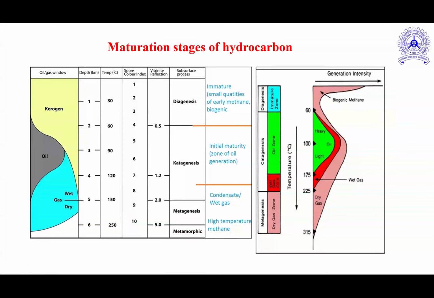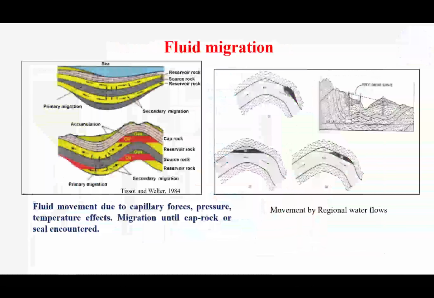Let us discuss this from this slide itself. As you go deeper and deeper, your maturity level increases, and depending on the temperature, you can have different kinds of oil or gas. So when you find a shale somewhere, we need to check in which zone it is, whether it is in the oil window, gas window, immature window, or mature window. If it is immature, we will never go for any further evaluation.